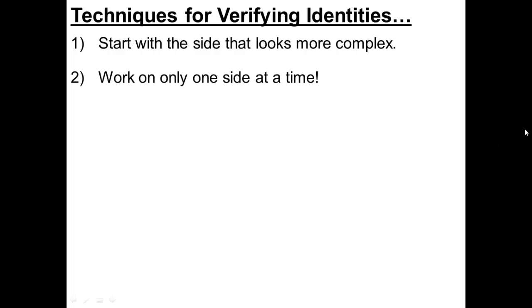Also, work on only one side at a time. Again, this is not solving equations. This is verifying identities. We don't work on one side and move things from one side to the other side. We don't add to both sides of the equation. We don't subtract. We don't multiply. We don't divide to both sides of the equation. We only work on one side at a time. We manipulate only one side at a time. So make sure you are not applying properties that are true for opposite sides of an equation, but not for the same side of an equation.